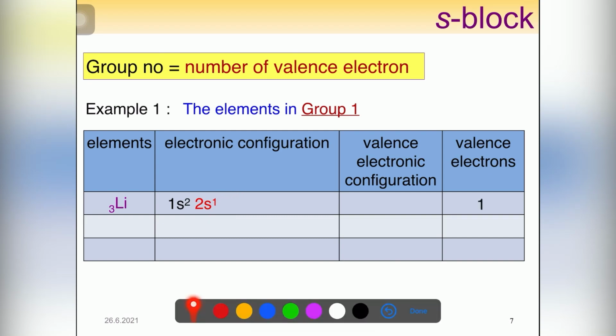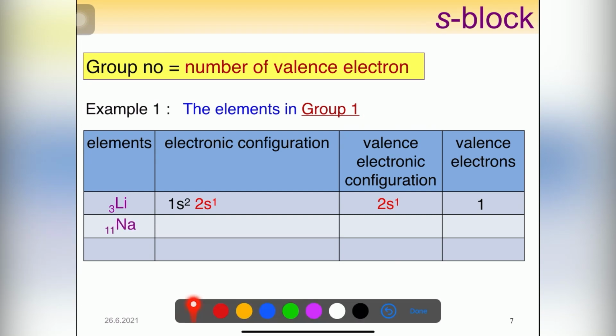And what is the electronic configuration for the valence electron? 2s1. If the question asks you to write the electronic configuration for the valence electron, just write the configuration of the electron located at the highest n or outer shell. So for the s block, the valence electron occupies orbital 2s for lithium.